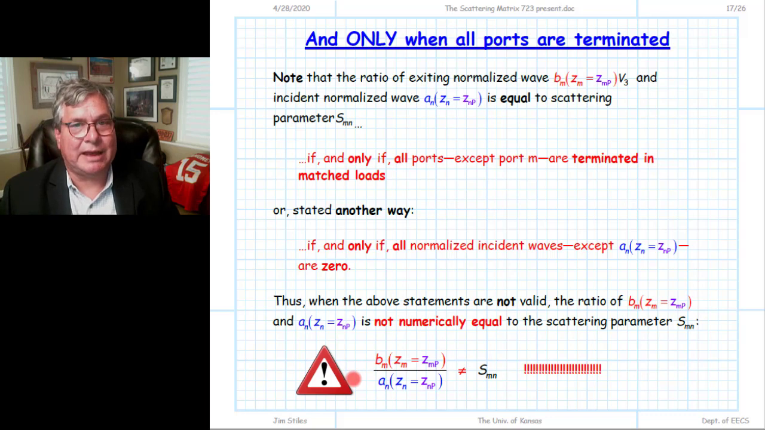The only way we can do that is to turn off the incident wave at all other ports except for the one at port 1, and that way we can say emphatically and without ambiguity that the wave exiting port 3 is due to the incident wave at port 1 and port 1 alone, because that's the only incident wave there is.